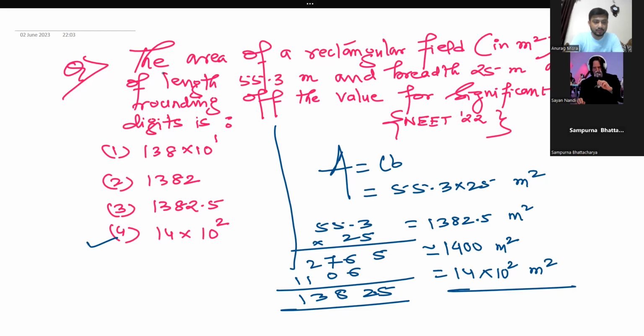तो इसके बाद हम लोग start करेंगे about the part on errors, right? What is the meaning of an error, and which kinds of errors are there in measurement? How we represent them? How we find out the total error from an expression? इसके ऊपर आएंगे हम लोग.